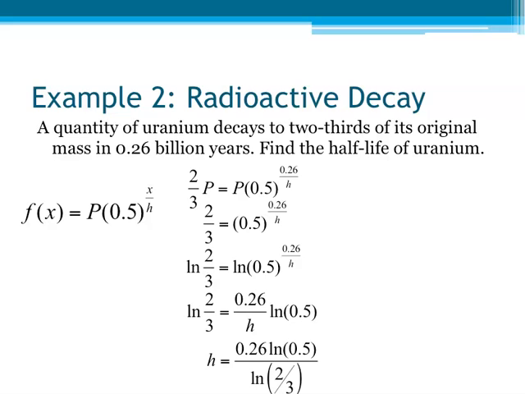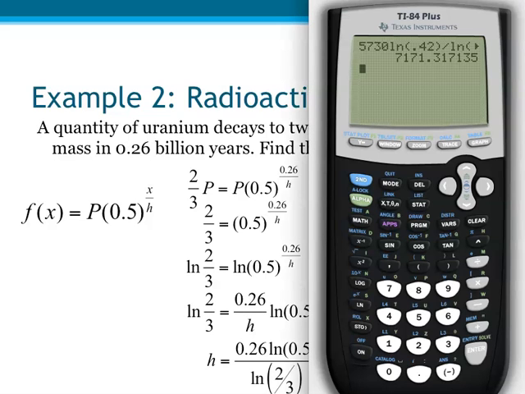Okay, now let's go ahead and use the calculator to figure out what exactly that is. So we have 0.26 ln of 0.5 in the numerator, and divide that by ln of 2/3. Now that comes out to be about 0.444.